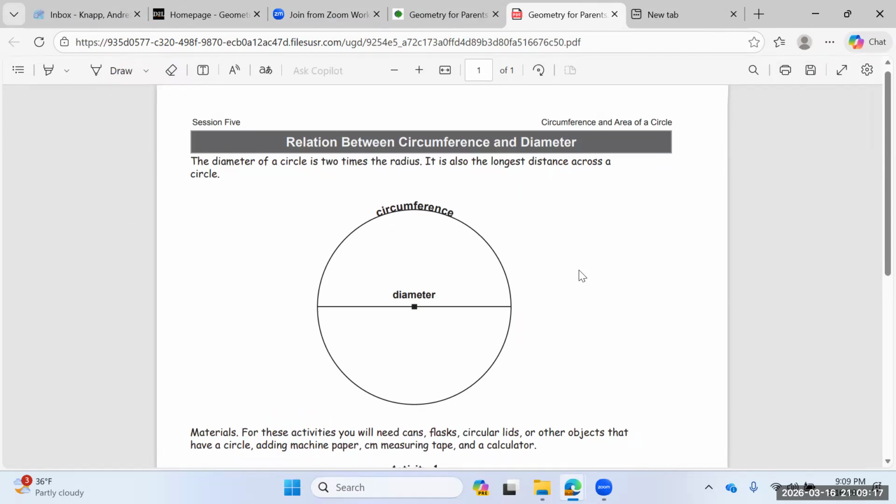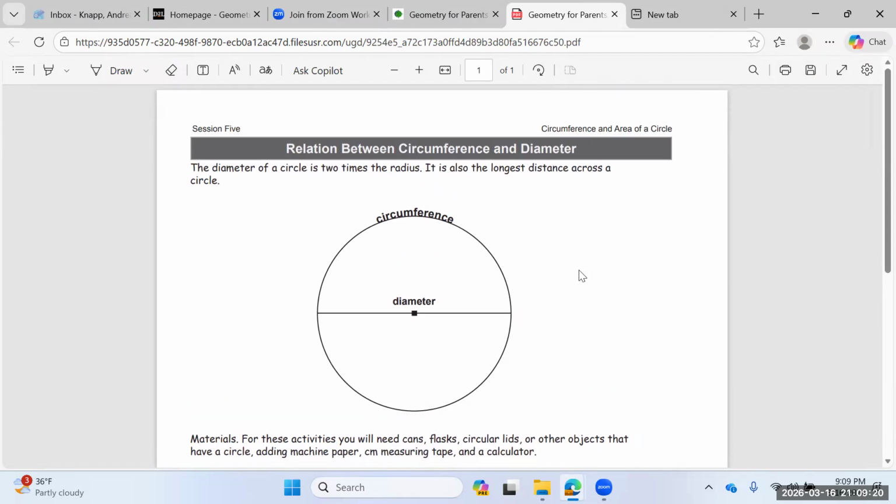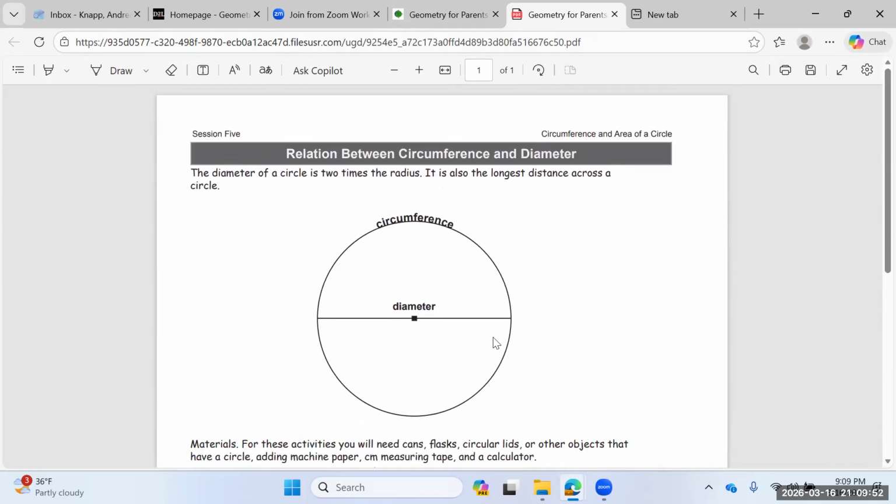All right, so first of all, we will be looking at different circular objects. So if you have some lids from your Tupperware cupboard, maybe a sour cream box or something like that, the first thing we'll do is take a strip of paper and wrap it around that circular item, and then we'll measure across the circular item.